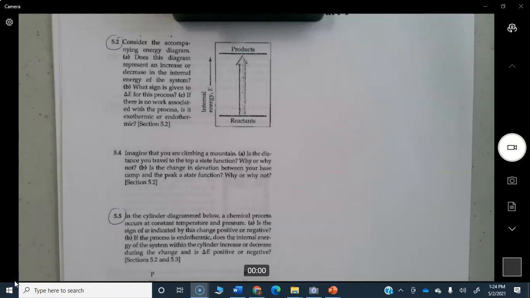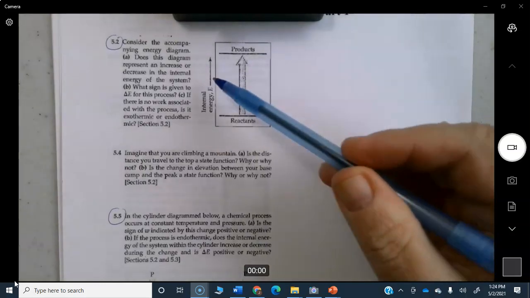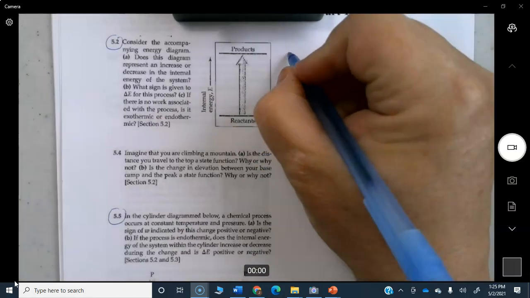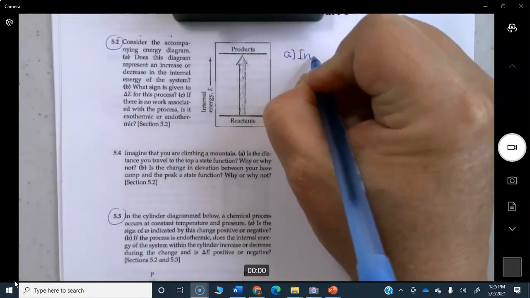Okay, so 5.2, consider the accompanying energy diagram. Does the diagram represent an increase or decrease in internal energy of the system? So you're starting with reactants energy down here. You're ending up with products up there. The vertical axis represents internal energy. So A would be an increase in internal energy.